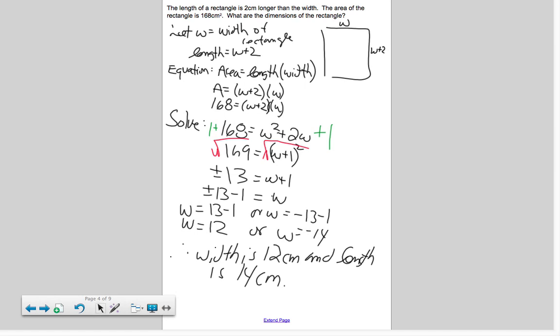So, did I have to solve this using completing the square? No, I could have done what we originally said, negative 168. I probably could have factored that. 2 numbers that multiply to negative 168 and add to 2. And those numbers would have been positive 14, negative 12. Okay, good?